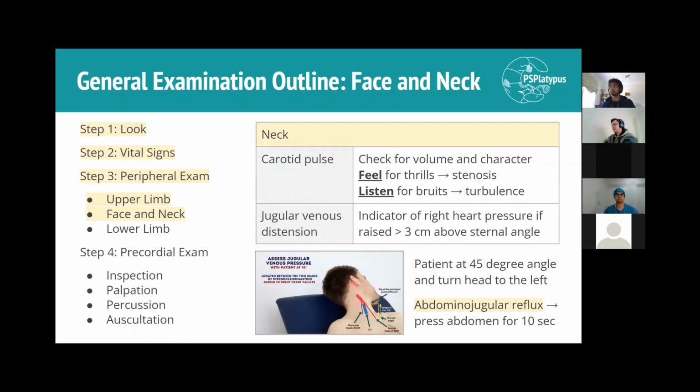So if it's going up to the head and neck, this is not the carotid, but it's going to go up there. You're looking for volume and character, whether it's nice and fluid or whether there's any sort of obstructions. Now, there are two things you can feel and listen for.